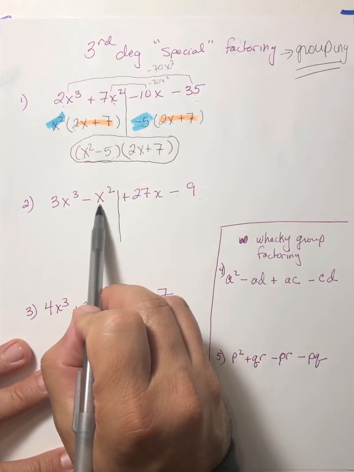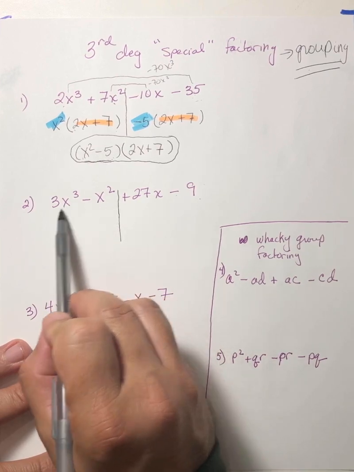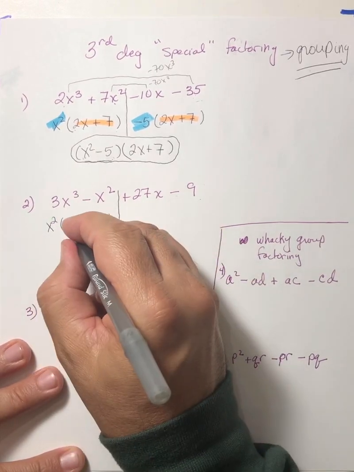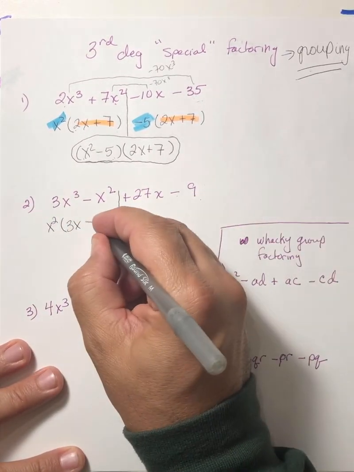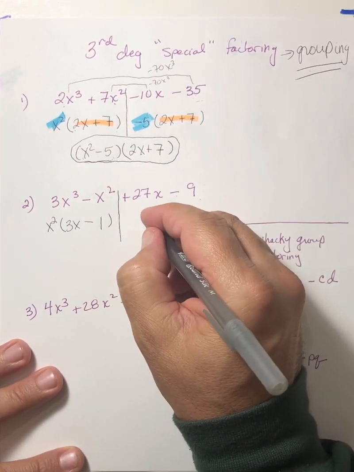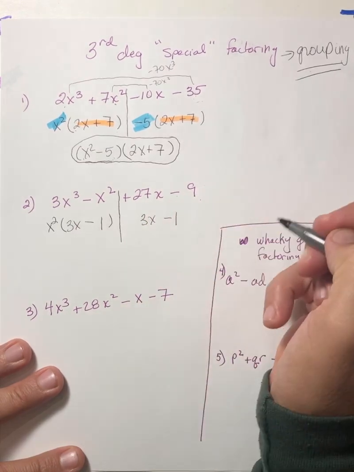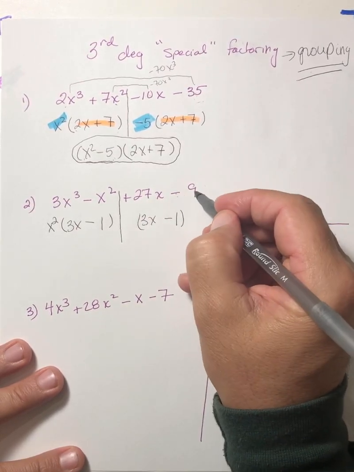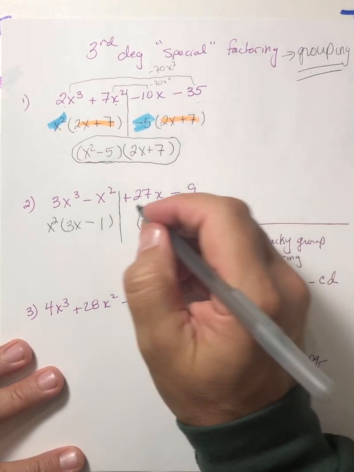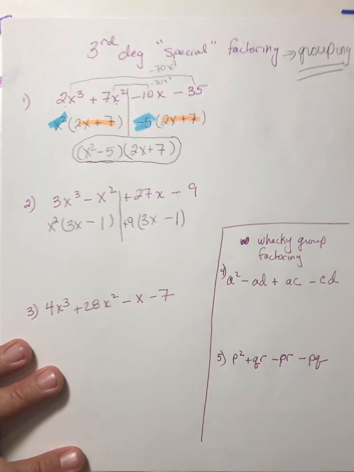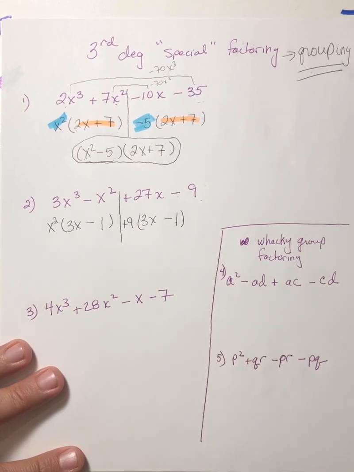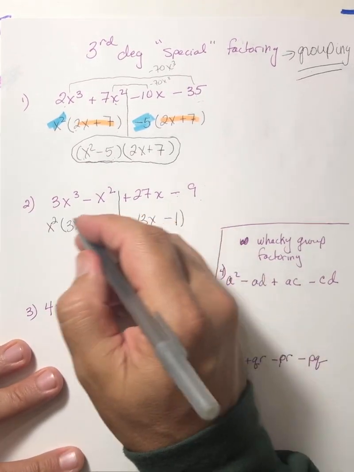All right, what's our GCF here? That's right, it's an x squared. And so on the inside, all I have is a 3x minus 1. All right, if you're confident, 3x minus 1. Negative 9 divided by negative 1 is, I can't hear you, that's right, 9. So plus 9. And if you're not sure, 9 times 3, 9 times 1. Perfect.